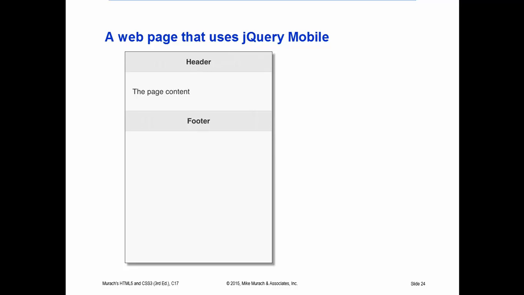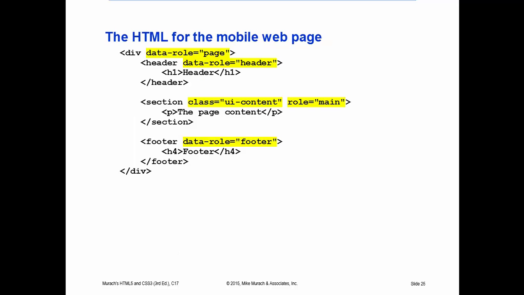There's something that's called a data role attribute, okay, and you can see that right there. That's used to identify the 3 parts of a mobile web page. Again, the page itself, the header, and the footer. The text that's displayed in the header should be coded within an H1 element. The text in the footer should be coded within an H4 element. These are just the standards.